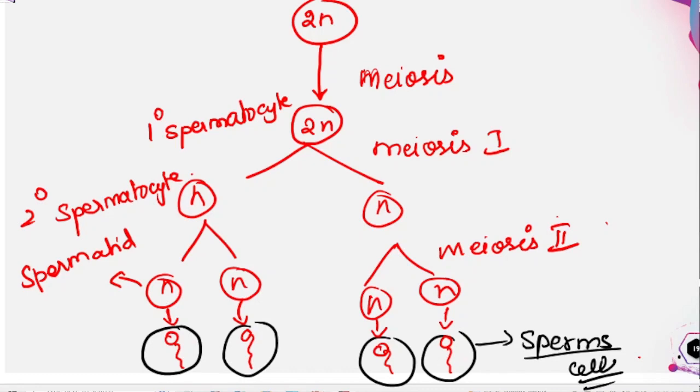It is getting developed into a new sperm, like this. Like this only your sperms are getting produced. This is called spermatogenesis, and these are your sperm cells. Clear? This is how spermatogenesis is occurring. Clear, everybody?